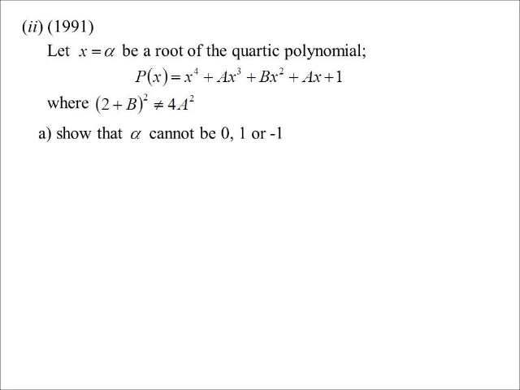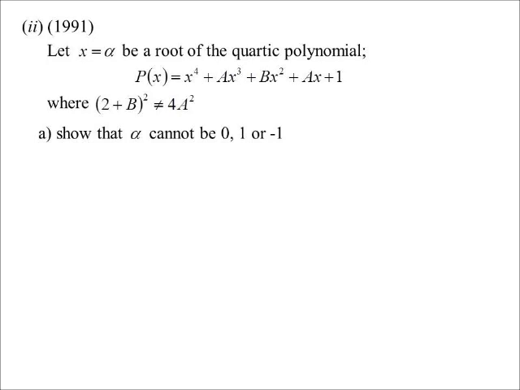So x equals alpha is a root of this quartic. 2 plus b squared can't equal 4a squared. That will become useful later on. They want us to show that alpha can't be 0, it can't be 1, and it can't be -1. So these three things cannot be a solution or a root of this polynomial.